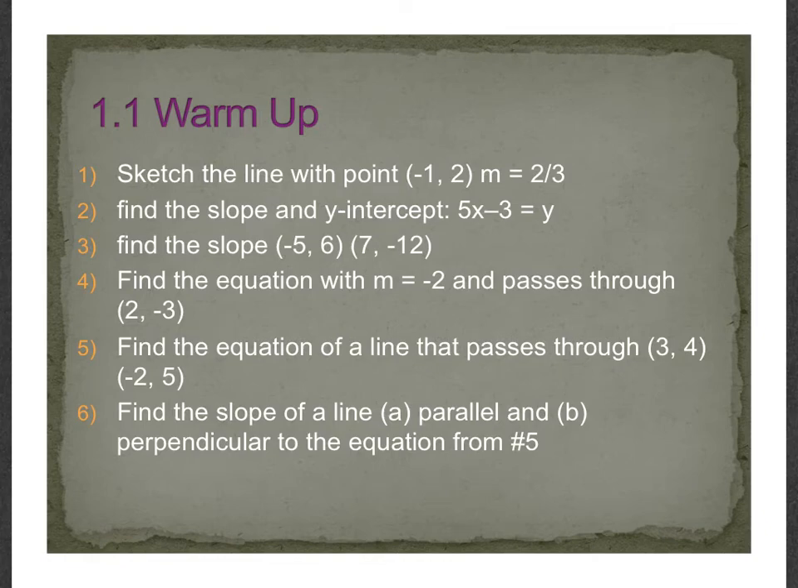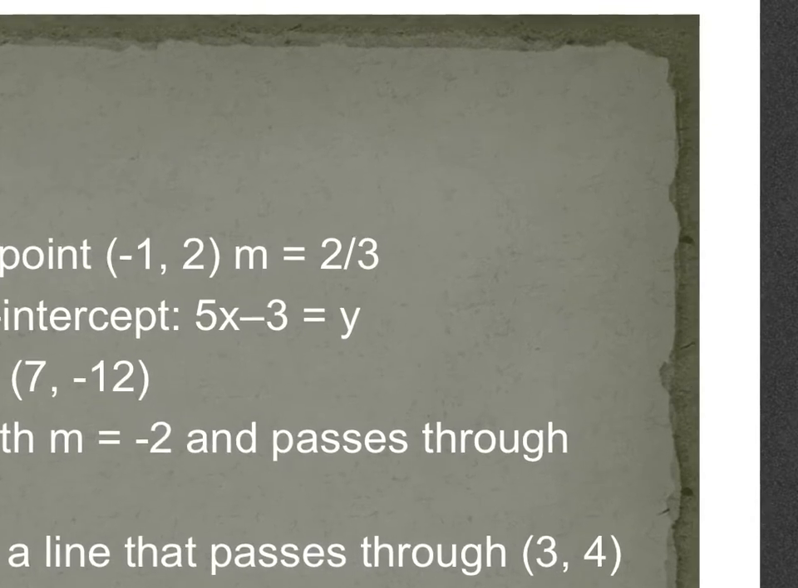All right, this is 1.1. So number 1 says to sketch a line with point (-1, 2) and slope 2/3. If I had a coordinate grid, you could bring it in. If not, you could just kind of eyeball it for now. That's fine.